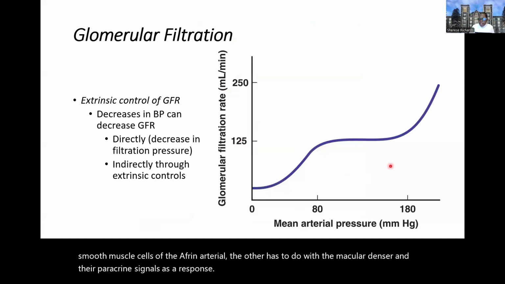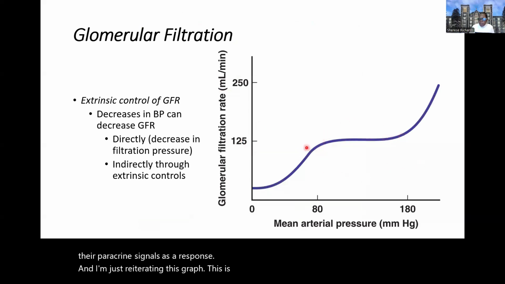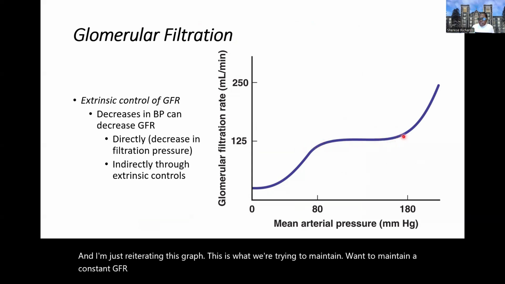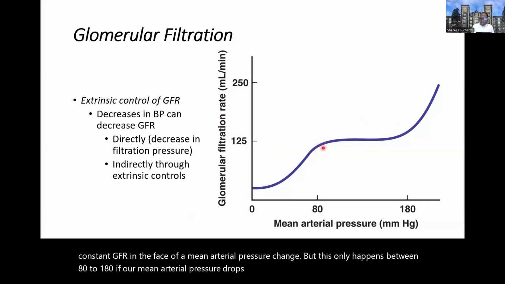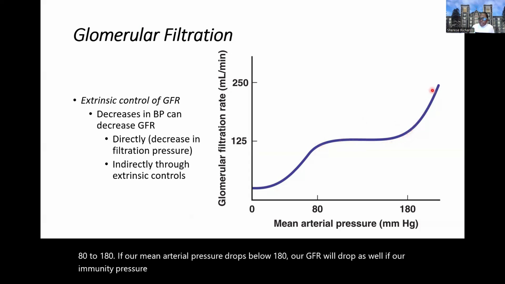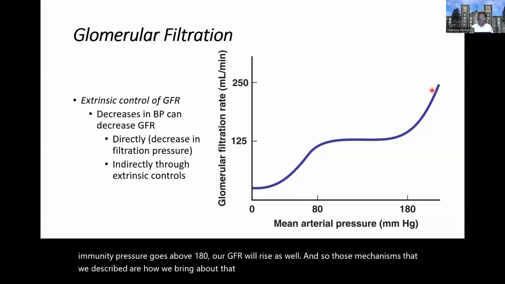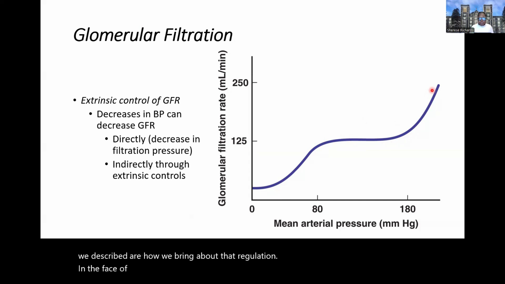And just reiterating this graph, this is what we're trying to maintain. We want to maintain a constant GFR in the face of a mean arterial pressure change. But this only happens between 80 to 180. If our mean arterial pressure drops below 80, our GFR will drop as well. If our mean arterial pressure goes above 180, our GFR will rise as well. And so those mechanisms that we described are how we bring about that regulation in the face of the mean arterial pressure change.